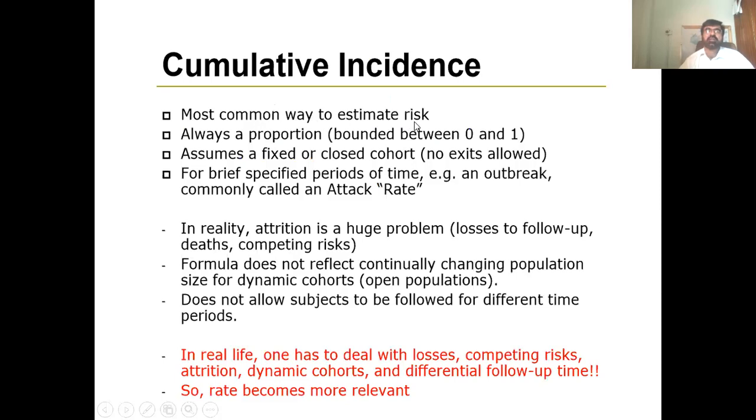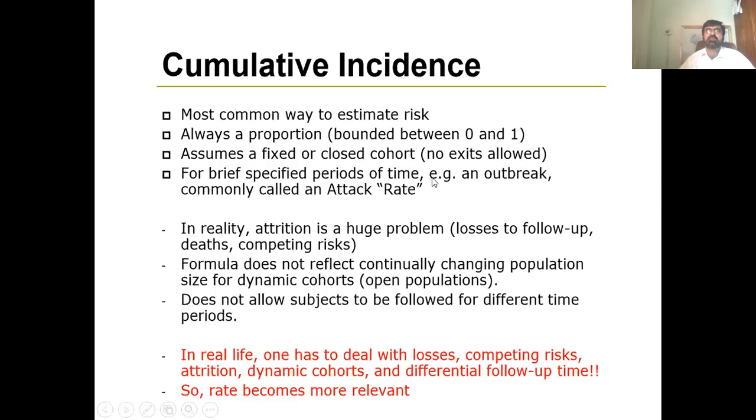Incidence is the most common way to estimate risk, whether the risk is associated with the disease or not. It is always a proportion, like relative risk, bounded between 0 and 1, and always a fixed or closed cohort. The cumulative incidence is usually calculated in a closed cohort, not in an open cohort. No exits allowed. Whatever sample you have taken, unless the person died, you cannot allow that person to leave your study.